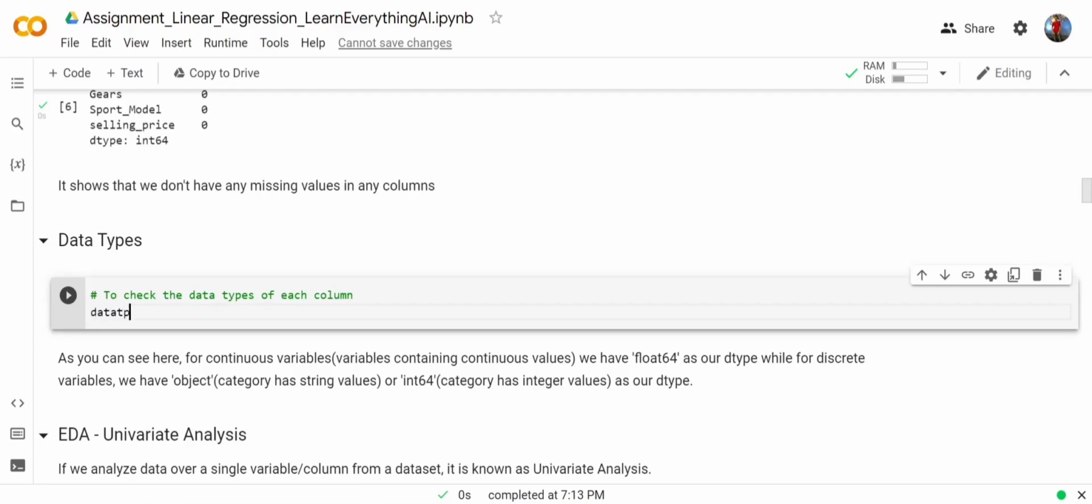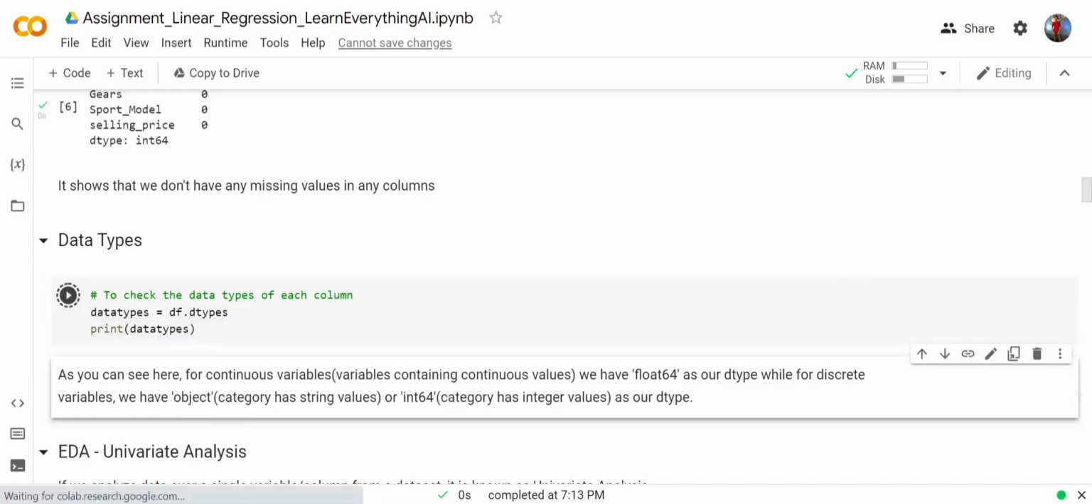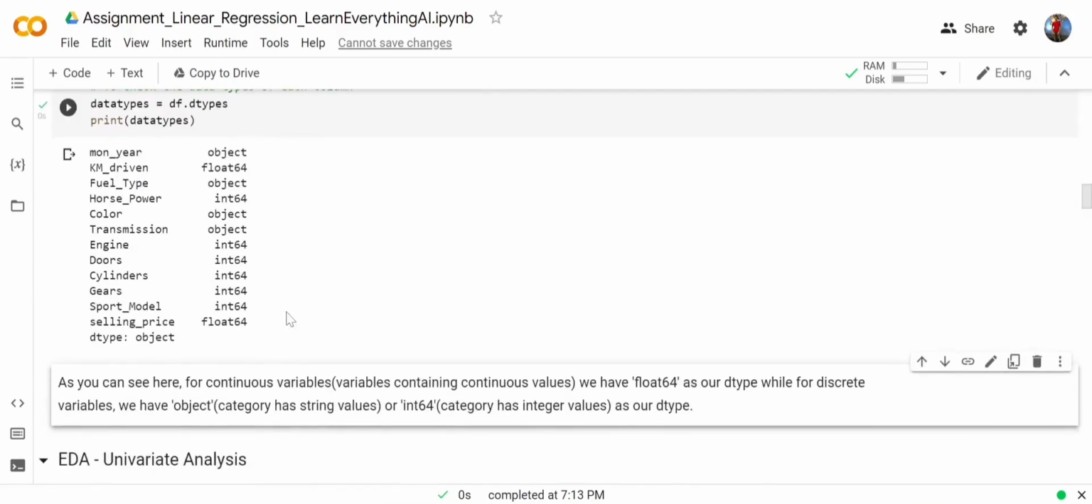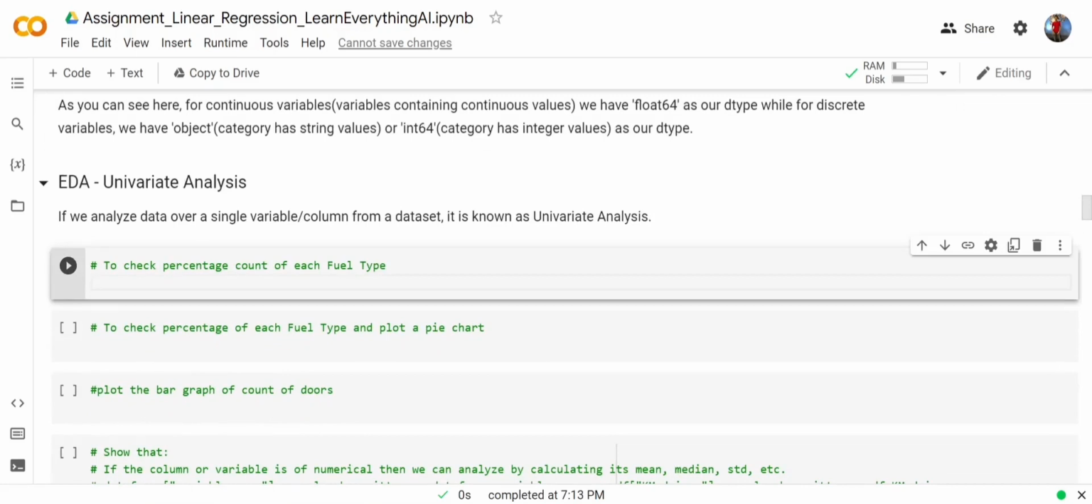Now let us check the data types that each column has. Let us now print the data types. So we get the data types of every column, and as we can see, for continuous variables we have float64 as our data type, while for discrete variables we have object, category, that is string, or even integer as our data type. Now let us perform univariate analysis, that is, check each variable individually.